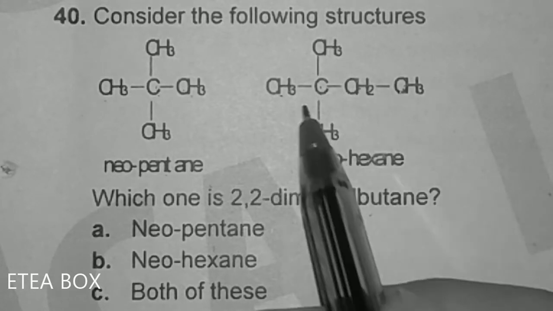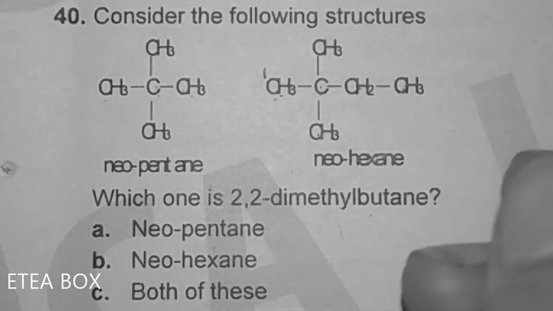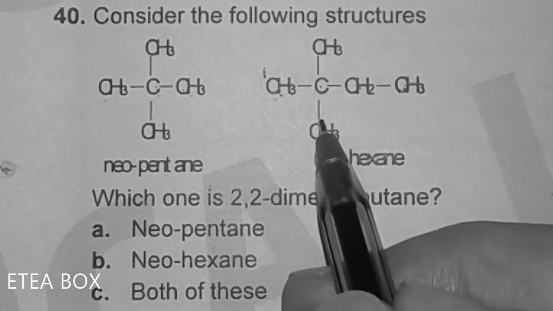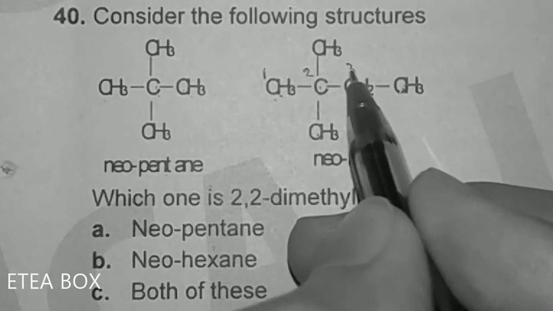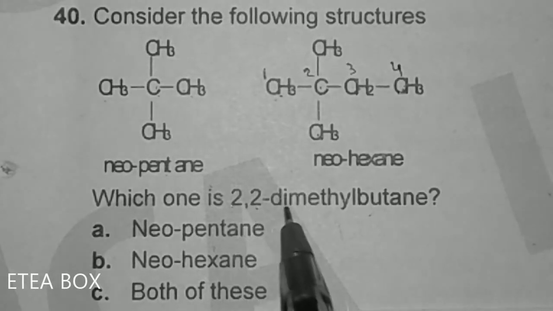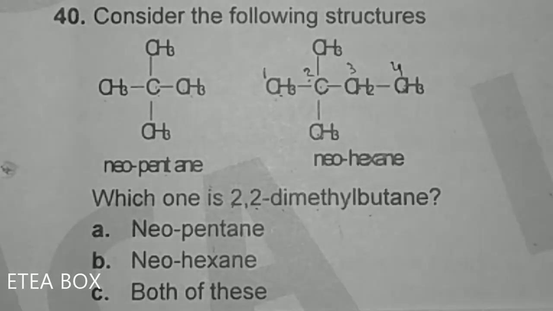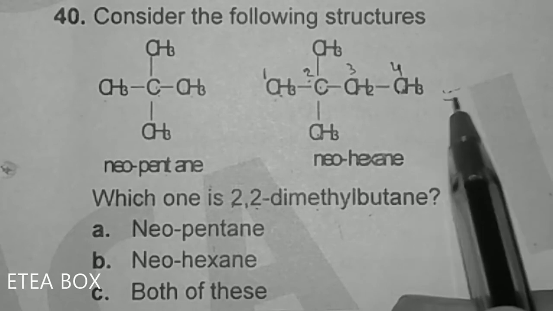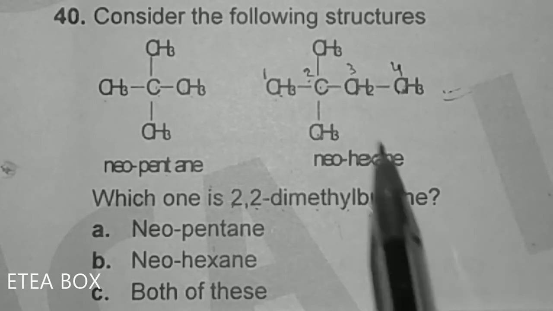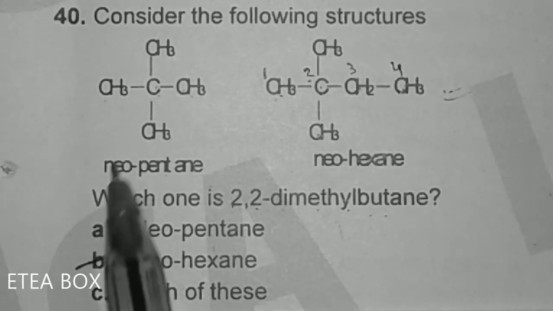So it means that this one gives butane. Now let's see, you have to start the numbering where the substituents are maximum: 1, 2, 3, 4. Butane is the parent name. Now 2,2-dimethyl: look, at carbon number 2, a methyl group is present twice, so it means that this one is correct, 2,2-dimethylbutane. So look here, neohexane is the correct one.